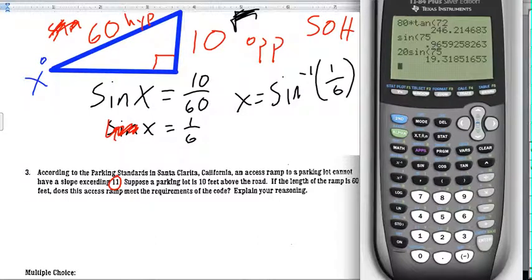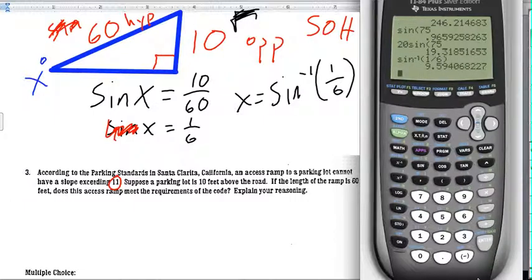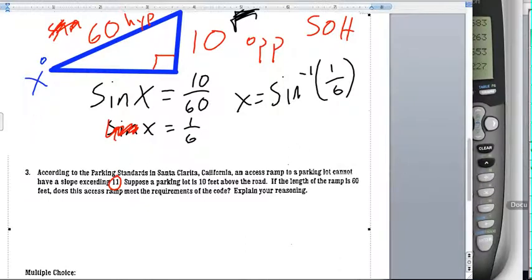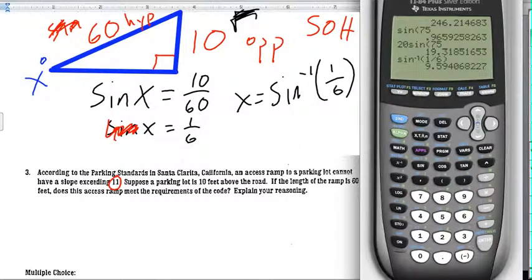All right, so let's figure out how big that ramp is and if it's too big. Let's figure out the inverse sine. I'm going to press that second button, 1 divided by 6, or you can type 10 divided by 60. What you cannot do is type 1 divided by 60. 1 divided by 6. Hey, and look at this. The angle is pretty small. Our angle is only 9.5 degrees. 9.560 degrees.